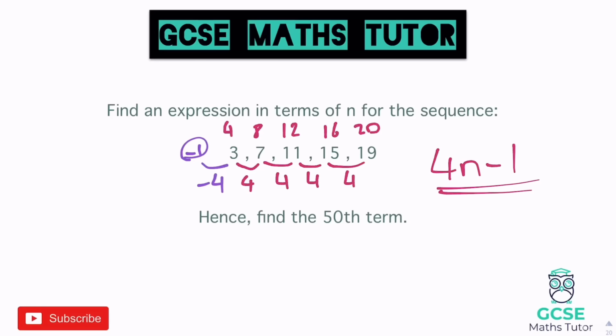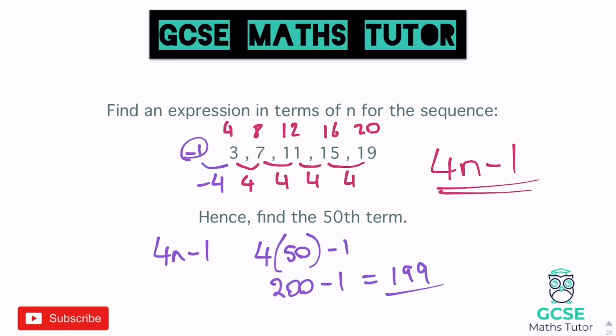So it says hence find the 50th term. Well, here's our little code, 4n minus 1. To find the 50th term in the 4 times table, you do 4 times 50, and it's no different for this one, but it's the 4 times table take away 1. So we're going to sub it in, and we get 4 times 50, or 4 lots of 50, but then we have to take away 1. 4 lots of 50 is 200, and 200 take away 1 gives us 199, and that is our 50th term.